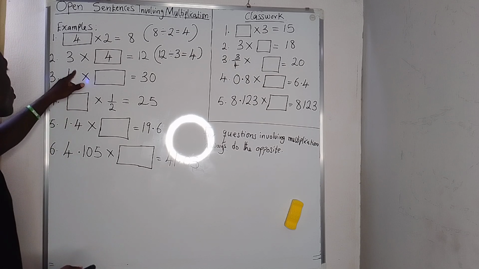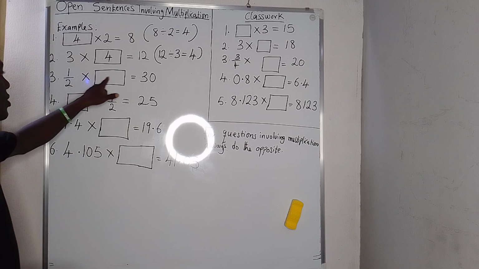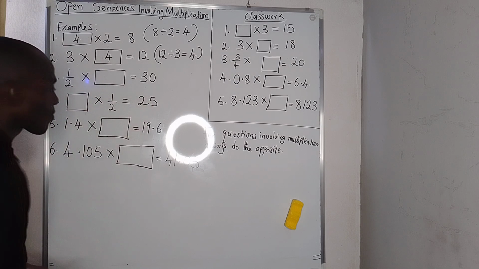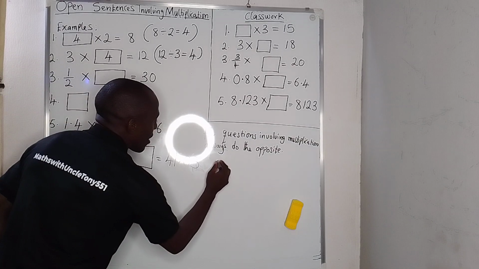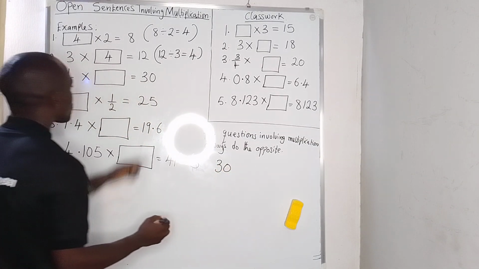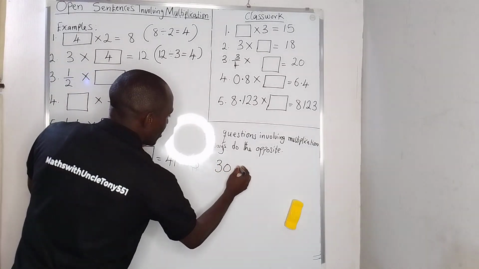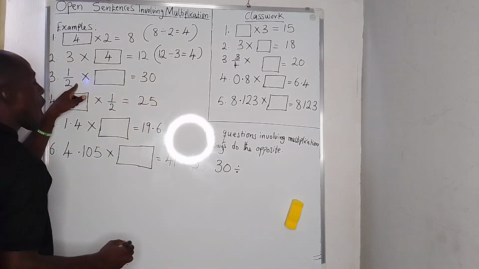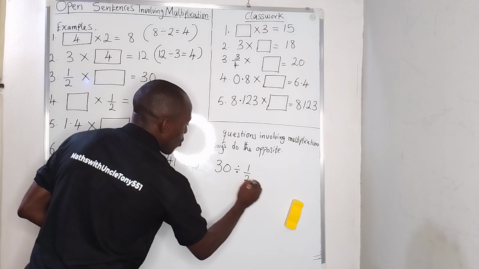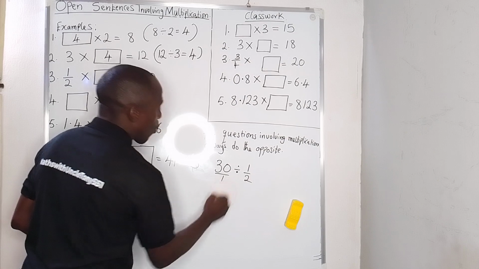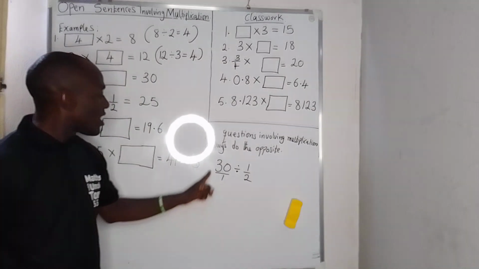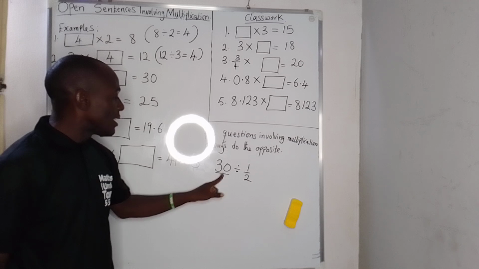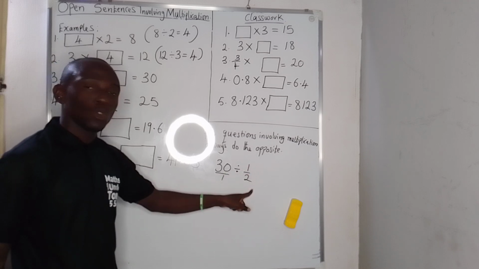Now this one is a fraction. We have 1 over 2 multiplied by open box is equal to 30. I say always do the opposite. This answer comes first. We have 30 divided by 1 over 2. I can confidently put a 1 under the 30 here. 30 divided by 1 is still 30. Okay, 30 over 1 divided by 1 over 2.